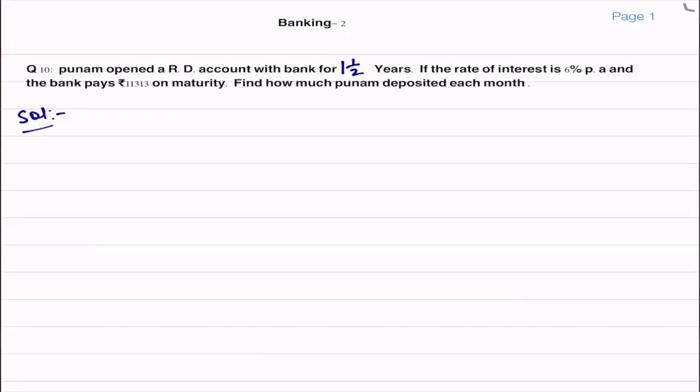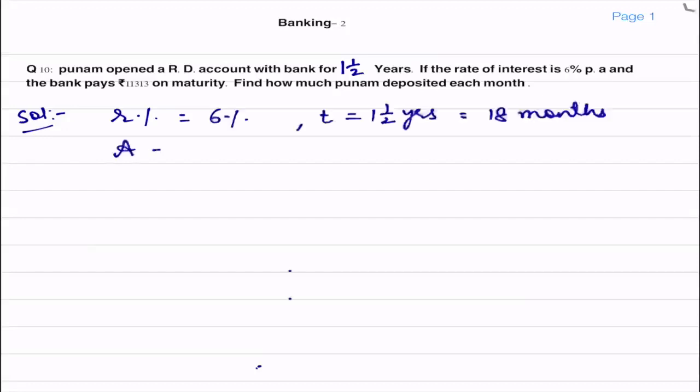So, in this question, what is given? Rate percent is given, that is 6%. Time is 1.5 years. 1.5 years means we will convert it into months. 18 months. 1 year means 12 months and half year means 6 months. So total is 18 months. And maturity value means amount is given, that is 11,313 rupees. Now we have to calculate the principal.